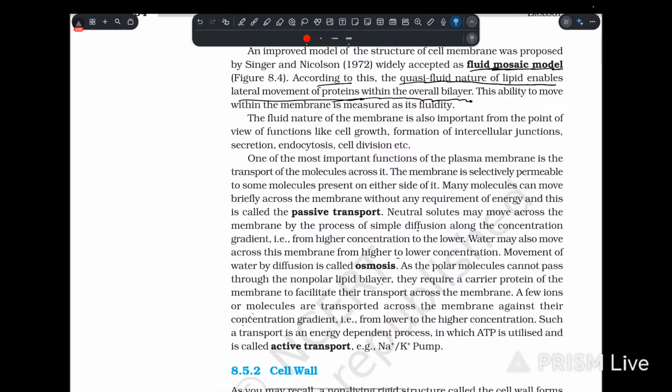Like if this is a cell, and it wants to divide, right? If the cell wall is solid, it will be very hard and very high energy consuming for it to divide. But if it has a semi-fluid nature, it can divide easily without any sort of problems.